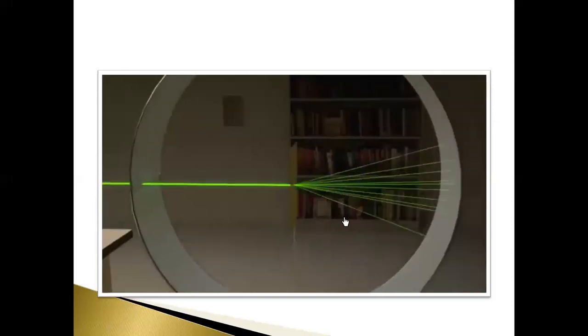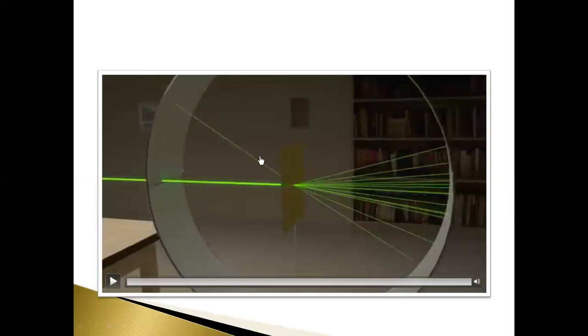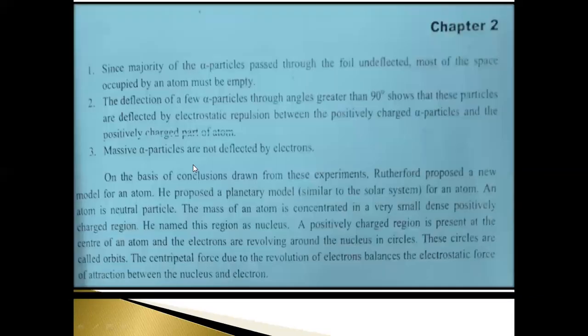You can see they are making a short angle, but one particle is making this. If it comes like this, it is an angle of 90 degrees. But if they are bouncing back or reflecting back, it means that they are making an angle greater than 90. This is 90 and this is greater than 90 degrees. So out of 1 million particles, only one particle is reflected at an angle greater than 90. So what are the conclusions drawn from his experiment?